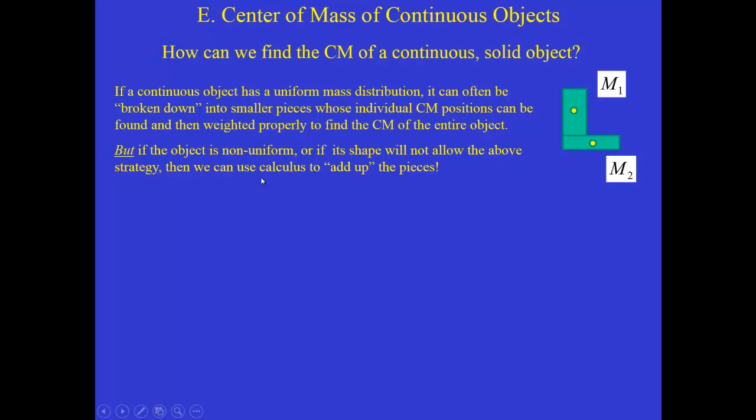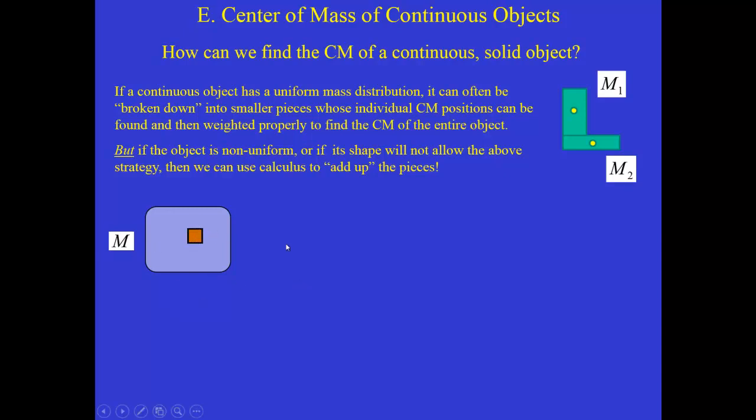However, there are cases where the object is non-uniform, which means maybe it's heavier on one side than on the other side, or its shape is complicated enough that we can't break it down into just rectangles and triangles and simple shapes. In that case, although we're not going to show examples of this, I'll just show you the plan of attack. We would actually use calculus in order to add up the contributions of each of the pieces of the object to find the center of mass position. So imagine that you have an arbitrarily shaped object, maybe something even wilder than this, where we wouldn't necessarily know where the center of mass is just by inspection.